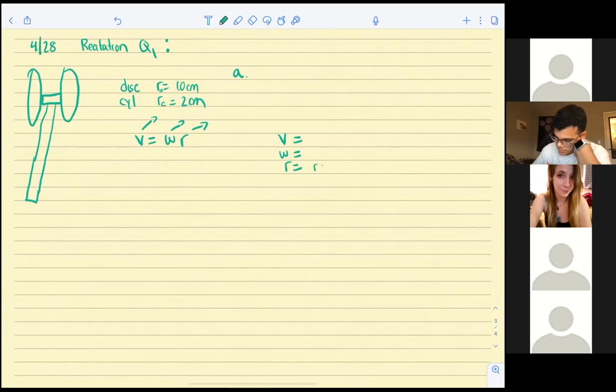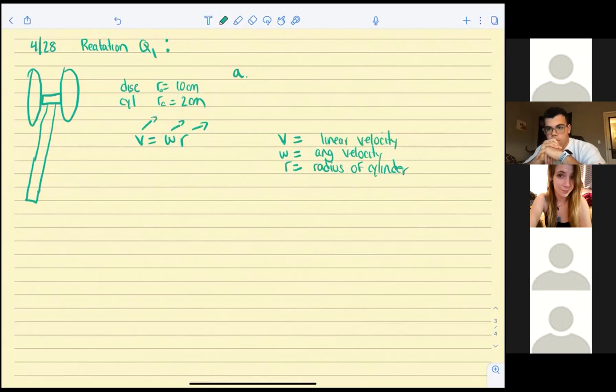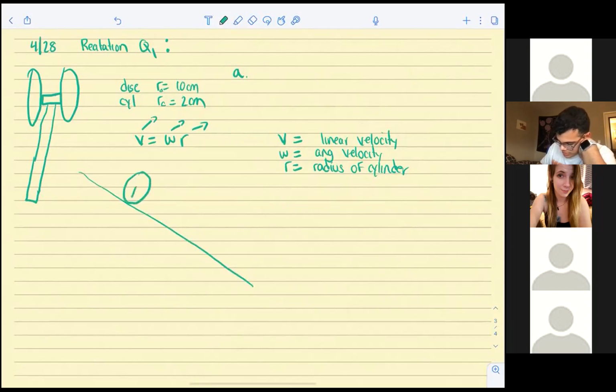R is the radius of the cylinder. Good. What is omega? The angular velocity, and V is the linear velocity, right? Why is R the radius of the cylinder and not the disk? Because the cylinder is what's making contact with the slope. Correct. The discs aren't. So we can imagine that something's rolling on it like this, and then this is the R that's going around.